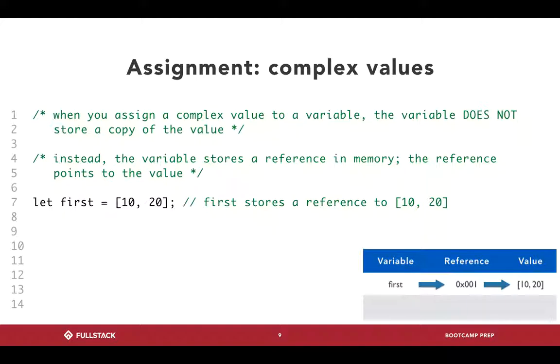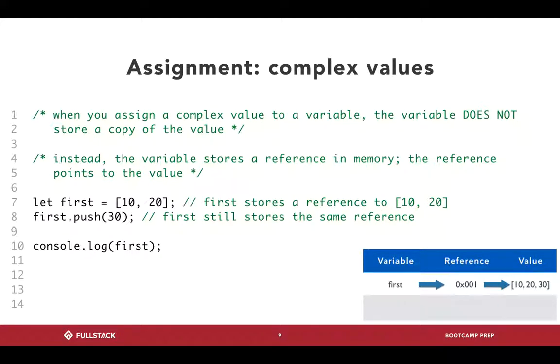So if I have, on line 7 there, a variable called first, and I set it equal to this value of an array of 10, 20, what it really is saying is, hey, I have a variable called first, I have a value called 10, 20, and basically what I'm going to say is this value is being stored temporarily at this address, and so this variable points to this address or this reference, and this reference stores this value. Okay?